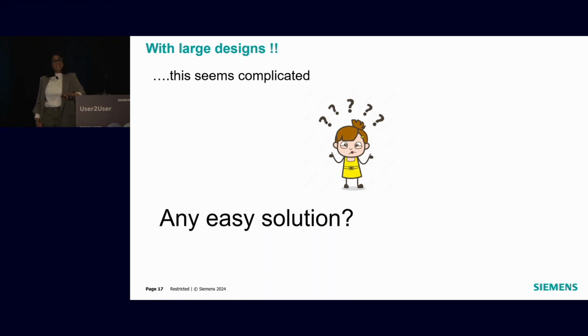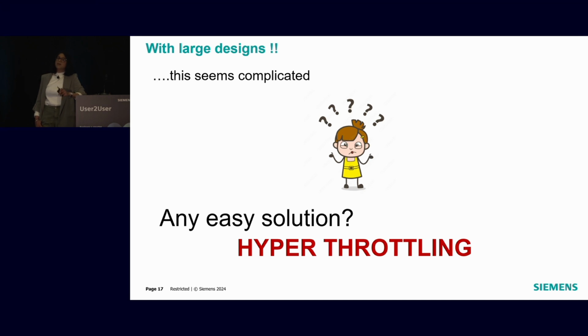So any easy solution? The easy solution is we have something coming up for you guys, which is under development in our tool. The feature will be called hyper-throttling, which will solve these kinds of problems for you all. And it will release you from the burden of math and numbers and calculations and formulas, which not many like.